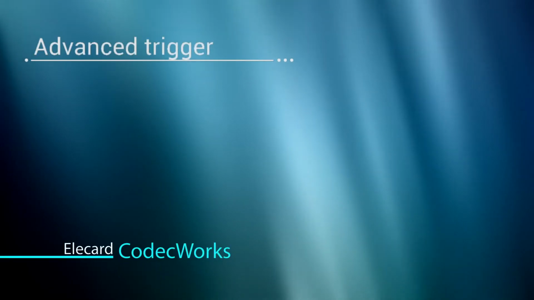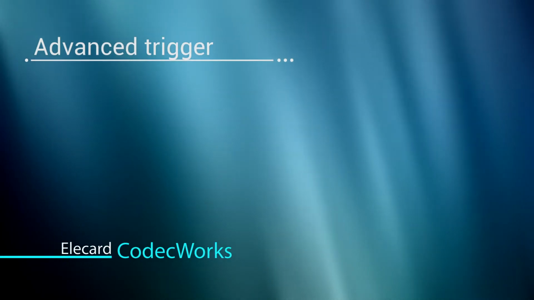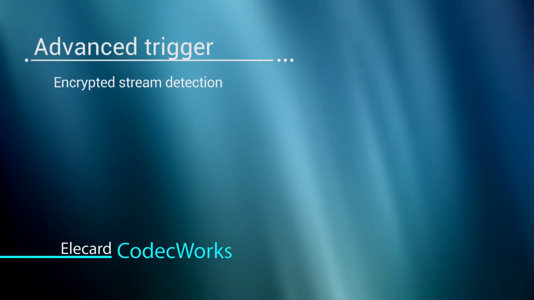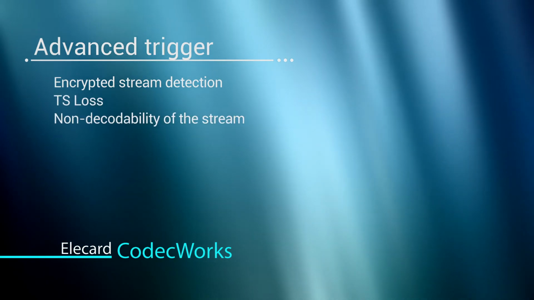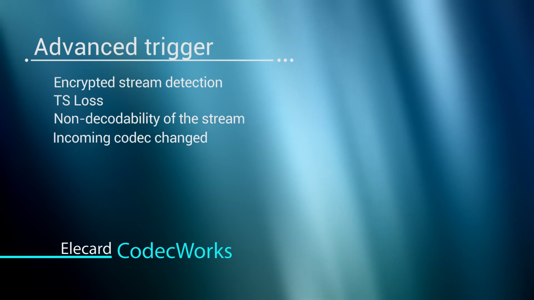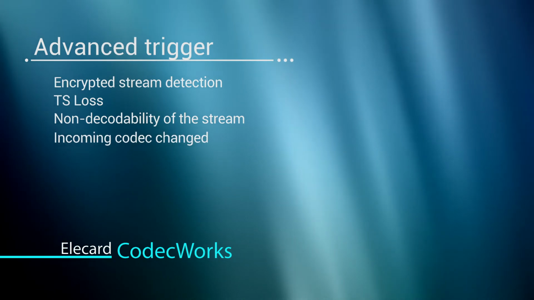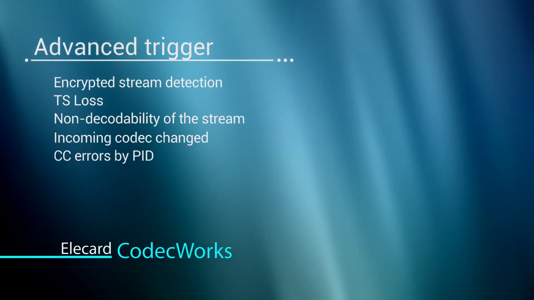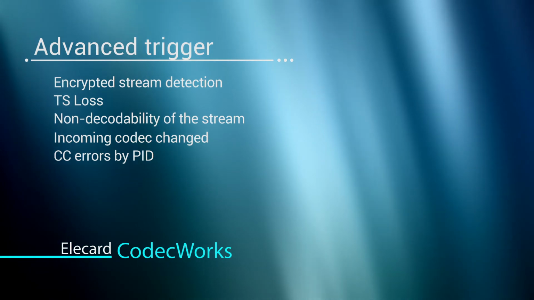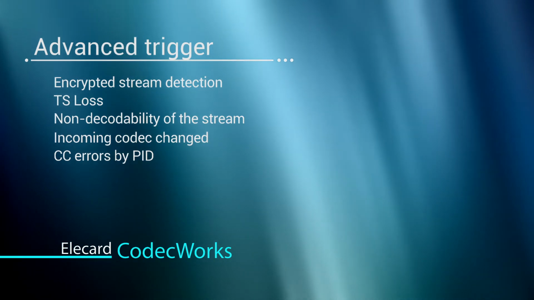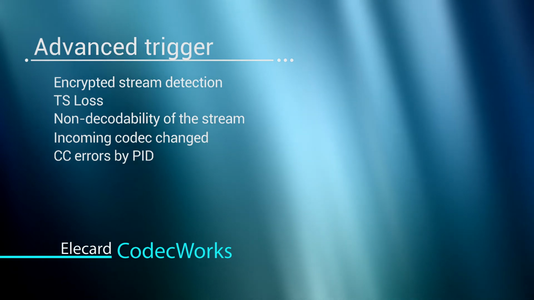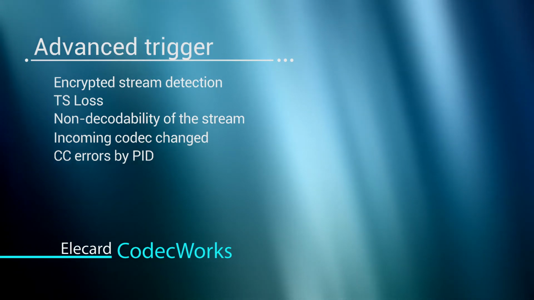CodecWorks also has some advanced trigger settings. These include encrypted stream detection, TS loss, non-decodability of the stream, incoming codec changed, continuity counter errors by PID. These settings are not present in the interface in order to keep the product flexible and not overloaded with information and settings. You can configure advanced triggers with the help of Elecard technical support engineers.